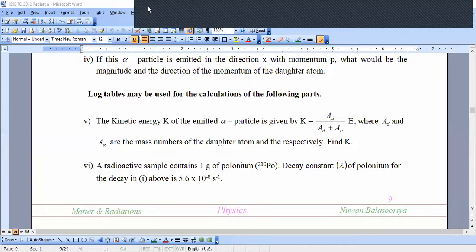The kinetic energy K of the emitted alpha particle is given by K equals AD divided by AD plus A alpha, times E, where AD and A alpha are the mass numbers of the daughter atom and the alpha particle respectively. Find K.